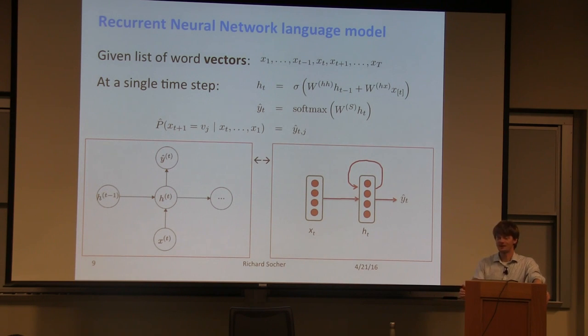So the class could be, in the case of language models, the next word, but the class could also be the sentiment of the sentence so far. And the class could also be the label of that word at that current time step. Lots of different things you could train this on. That's why it's such a powerful and general model.